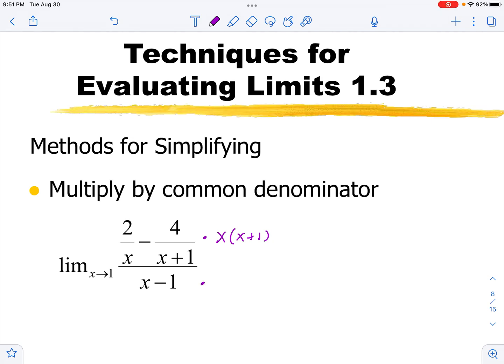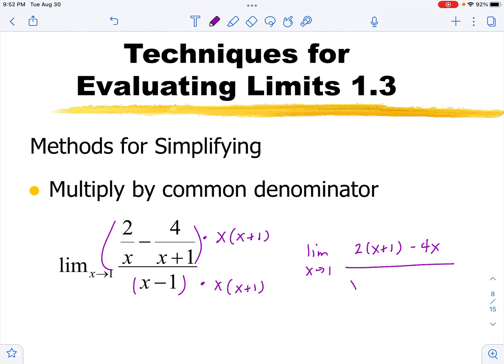So what you're doing, again, is you're multiplying that on the numerator and the denominator. So we are going to distribute that through our numerator. We are not multiplying, again, our denominator out. We're going to say the limit as x goes to 1. When you distribute x times x plus 1 times 2 over x, the x's will cancel. We're left with 2 times x plus 1. Distribute on the second, the x plus 1s will cancel, so we have minus 4x.